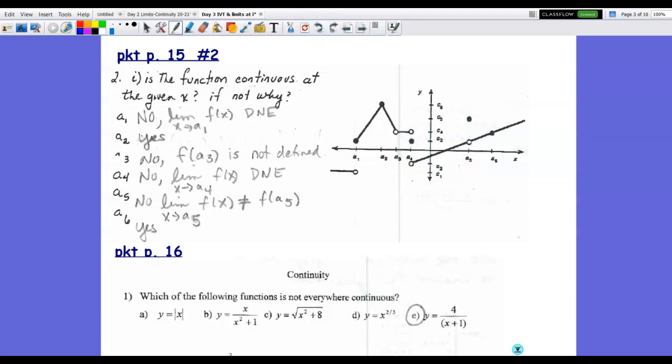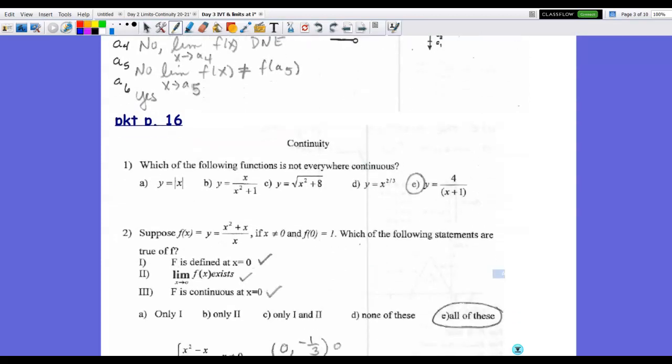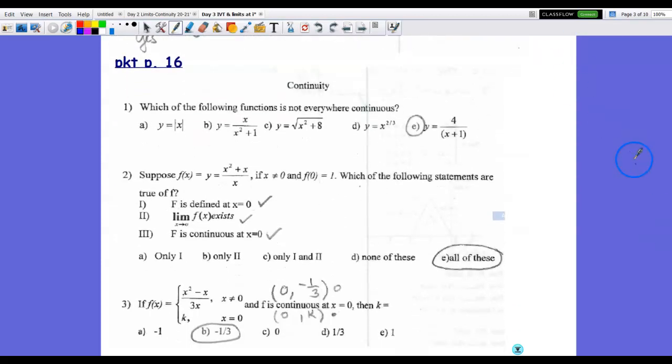Moving onward. So these probably were a little bit more challenging. I lost my mouse here. In the multiple choice section, question number 1, which of the following functions is not continuous everywhere?